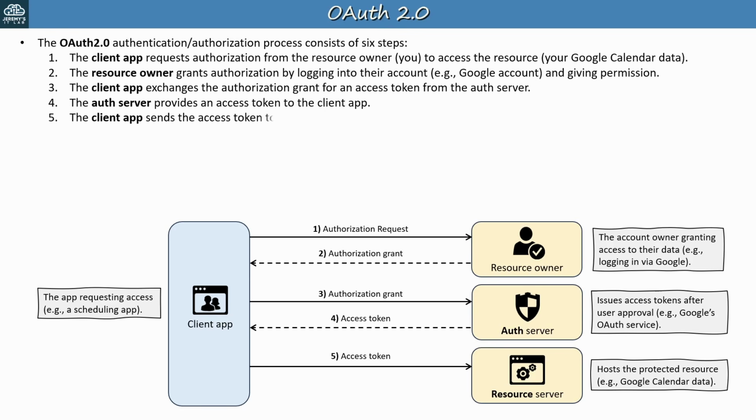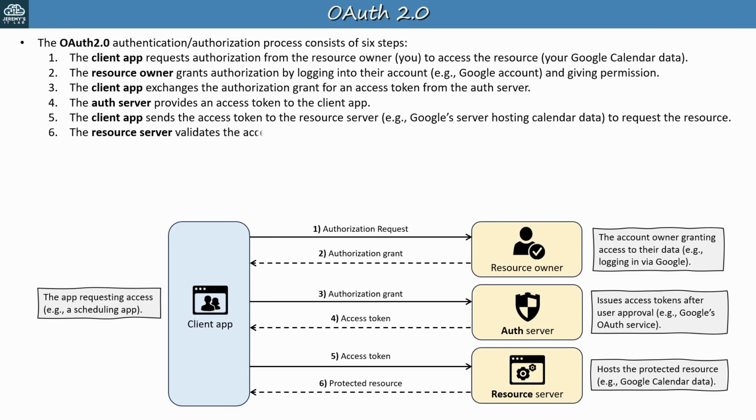Now that the client app has a token, it includes the token in an API request to the resource server, which hosts the actual data. In this case, your Google Calendar data. Finally, the resource server validates the access token and provides the requested resource back to the client app. If the token is valid and the app has the correct permissions, it will receive the data it needs.